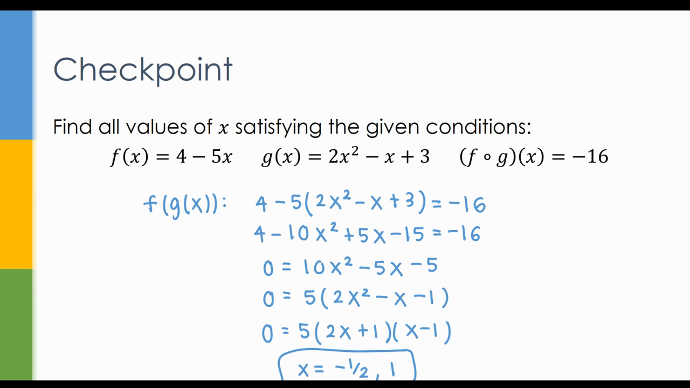So once again, since g is the second letter, that g of x function gets substituted into the x in the f of x function. Then I set that equal to -16. So I distributed the -5, and I was very careful not to lose the negative sign. I combined all my like terms to one side, made it equal 0. I could factor, and got two answers here, -1/2 and 1.